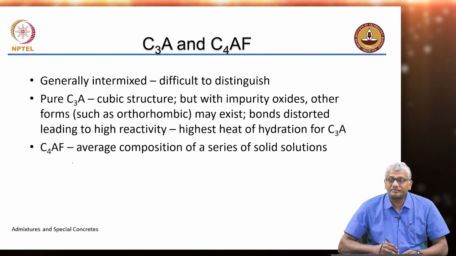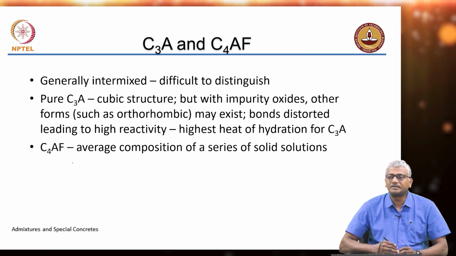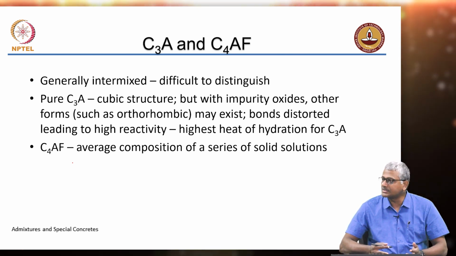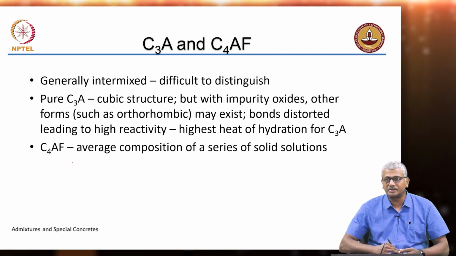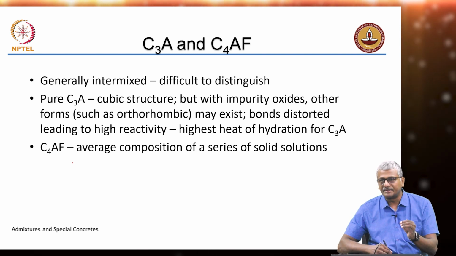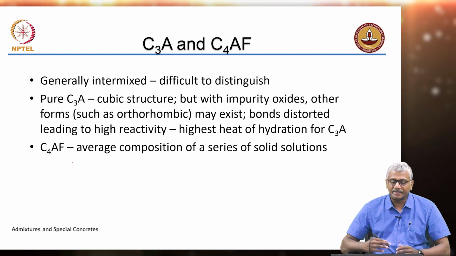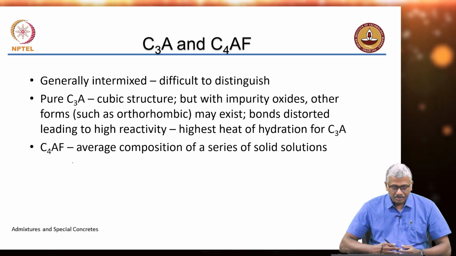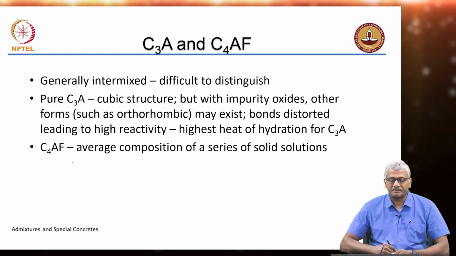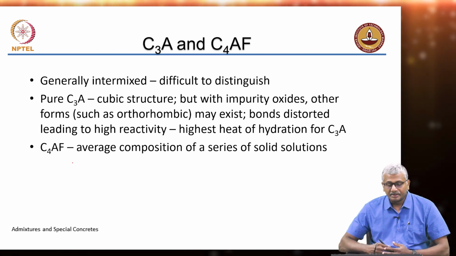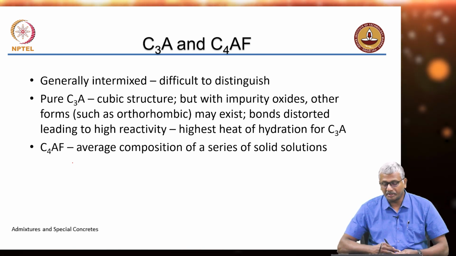C3A and C4AF, as you saw in the pictures earlier with the clinker, are not that easy to distinguish as compared to your C2S and C3S, which are much larger crystalline particles. C3A and C4AF are also crystalline, but they are small enough that they are present almost in an intermixed fashion. Again, in terms of crystalline composition, pure C3A will have a cubic structure, but with impurities it can also get other crystal forms such as orthorhombic.